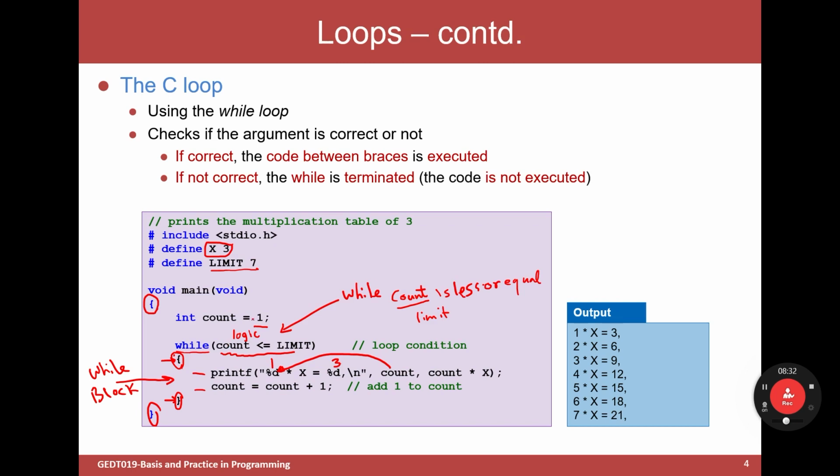So let's check if the logic is valid or not. Count is equal to 1. Is 1 smaller than 7 or not? Yes, it's smaller than 7, so that means it's valid. So 1 is smaller than or equal to 7. That's good. So in this case, I will print count times 3 equals. And then I will say the new value of count is equal to the previous count value plus 1. This means increase the count by 1. So this is the meaning of this sentence.